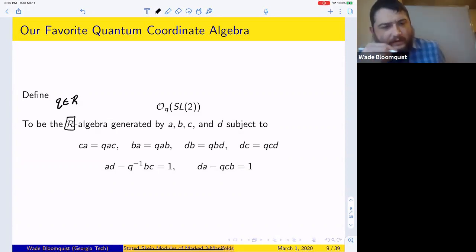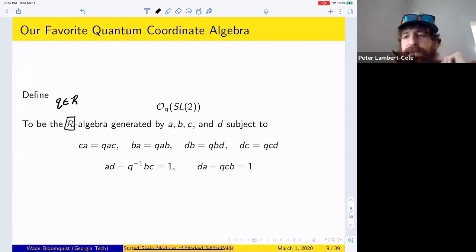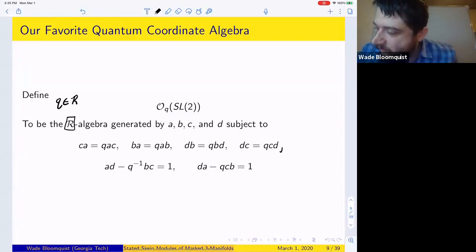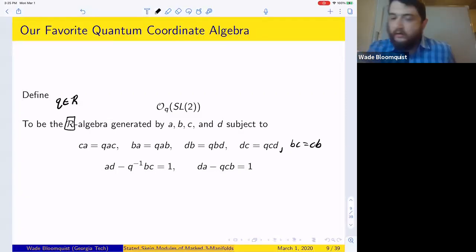Don't we get that when Q is equal to 1, then AD is equal to BC plus 1, and DA is equal to BC, or CB plus 1 as well? Yeah, I think you need one more relation, don't you? Oh, we do need one more relation. Thank you. We have that BC equals CB. They just honestly commute here as well. Sorry, yeah.